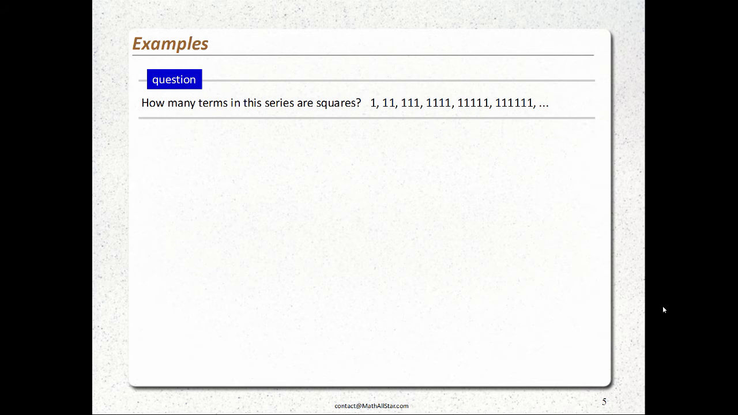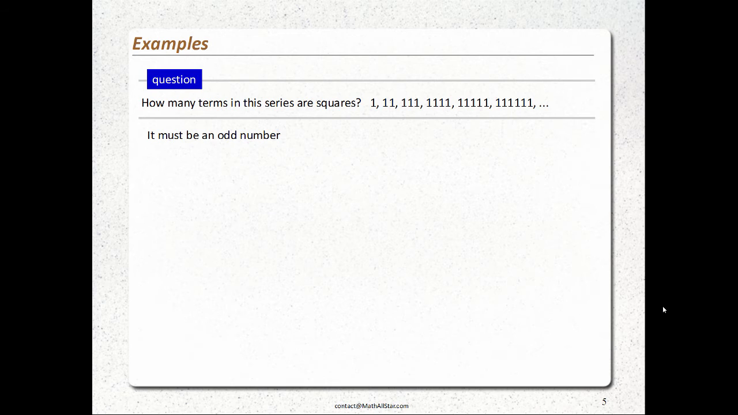Let's review a few more examples. The first one is to determine the number of square numbers in this infinite sequence. Think about it. The answer is 1. Only number 1 is a square. All other terms cannot be squares.